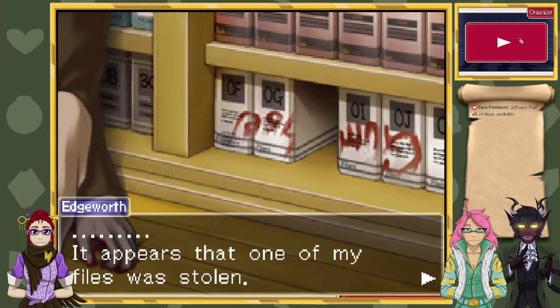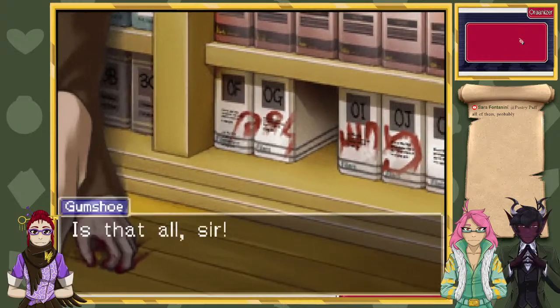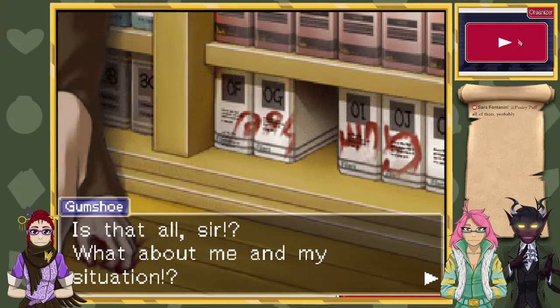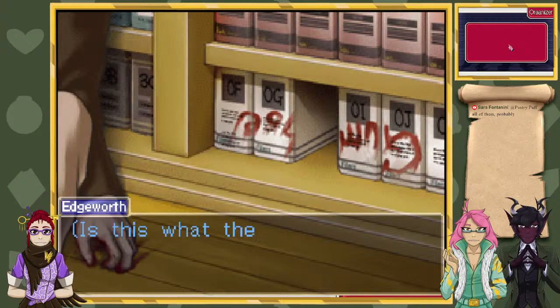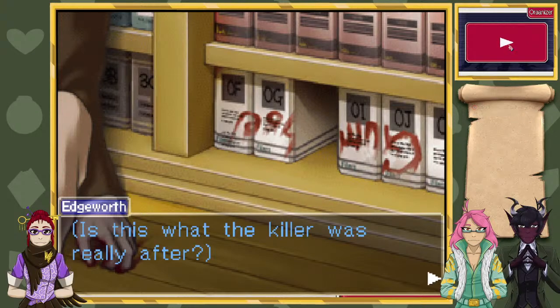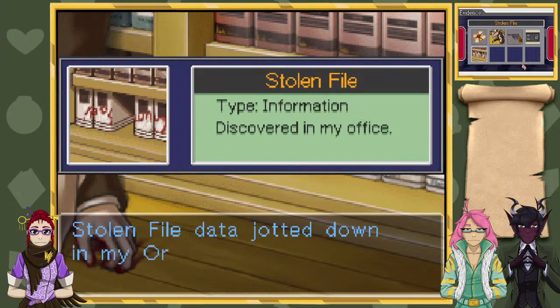It appears that one of my files was stolen. Is that all, sir? What about me and my situation? Aww, Gumshoe. He's so scared. Is this what the killer was really after? He didn't even care about the file. He just wanted to get rid of Gumshoe. No! Okay.